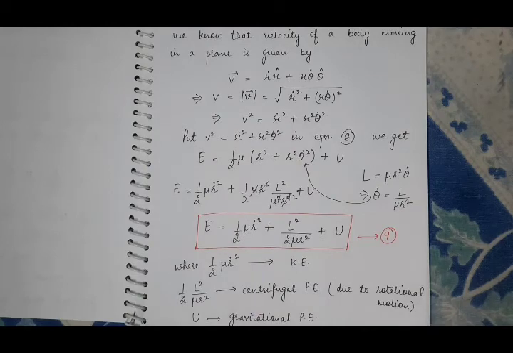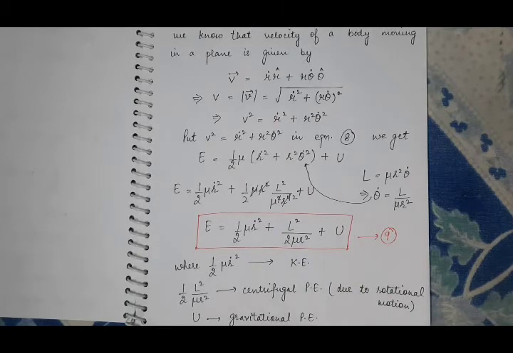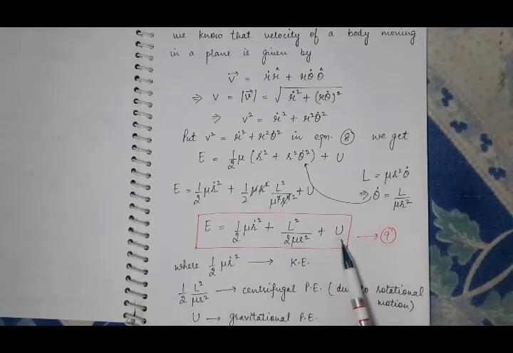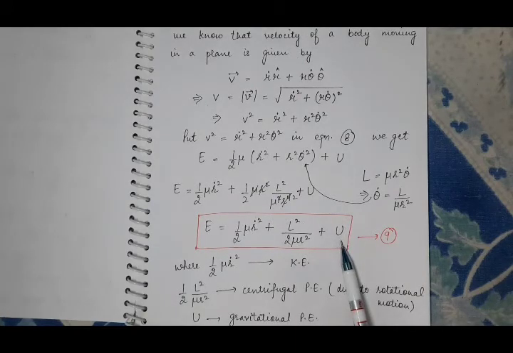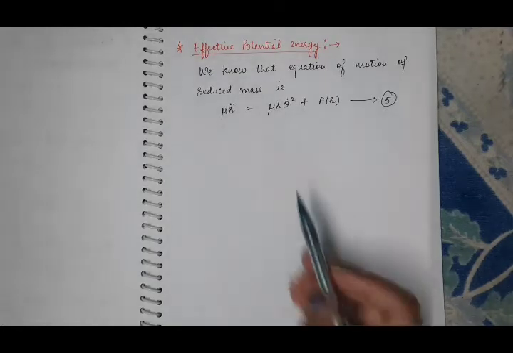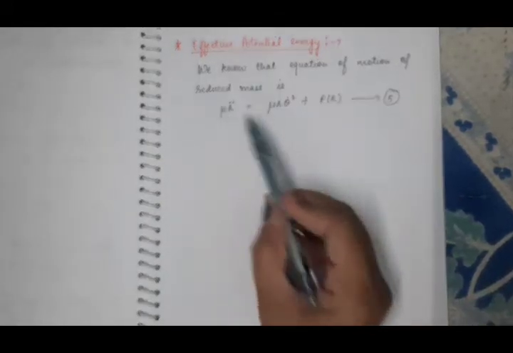Now in the next step, because the first term represents kinetic energy, we will prove that these two terms represent the effective potential energy of the system. So the next step is to prove the sum of these two terms is equal to the effective potential energy. For this, we have derived equation 5, which was the equation of the reduced mass in our previous video. So use this equation.